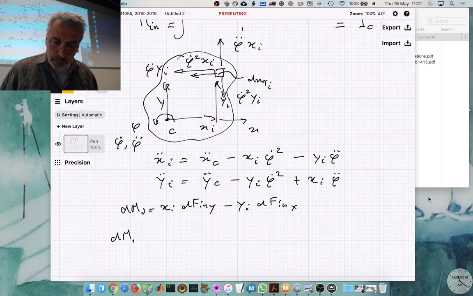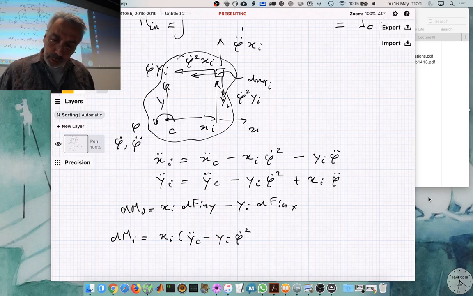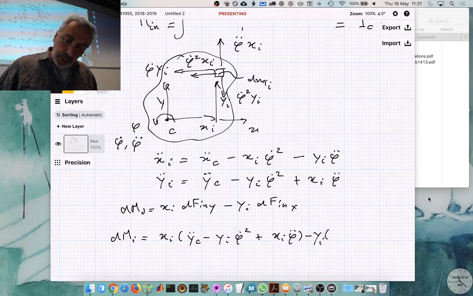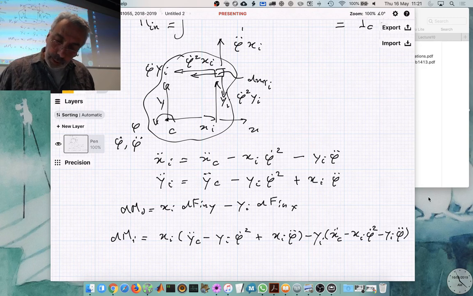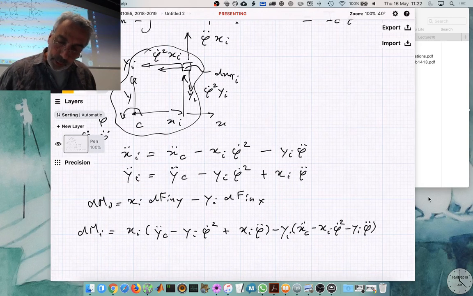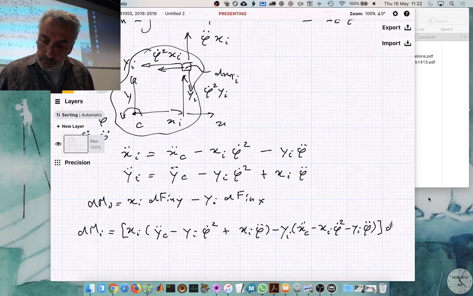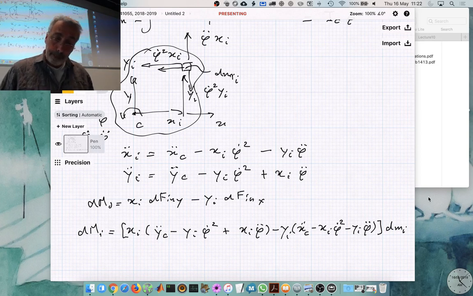So I get finally my dmi is my xi times, in the y direction, I have to take this one, y double dot c minus y phi dot squared plus x phi double dot. And then the other one, that's with the minus sign, minus yi times, in the x direction, so this one, x double dot c minus x phi dot squared minus y phi double dot, and then everything is times dm. Right? And then for the whole torque, I have to take the integral. Yeah? For the mi, I have to take the integral of this guy.